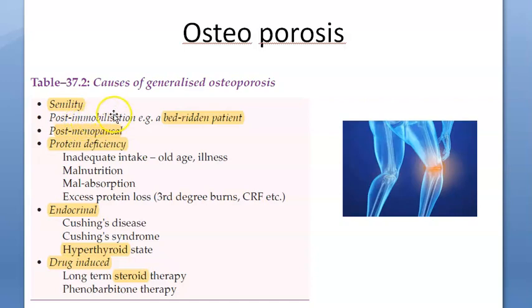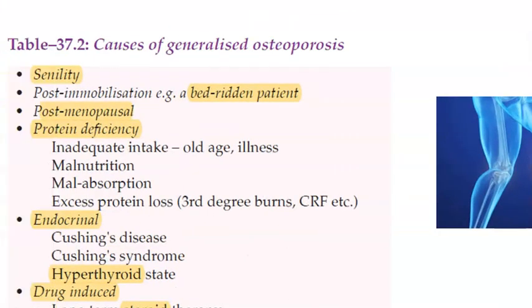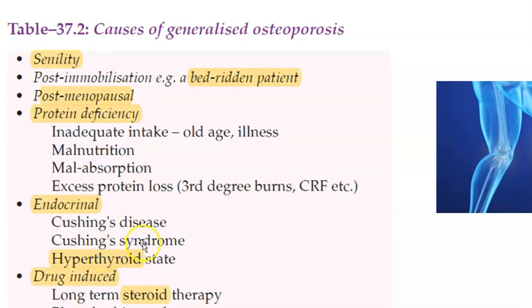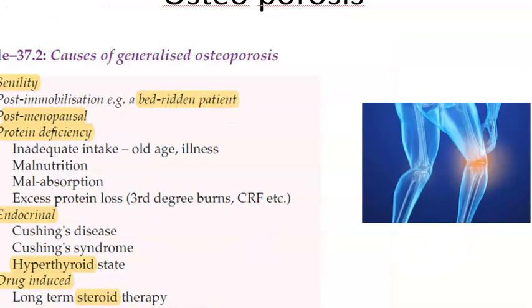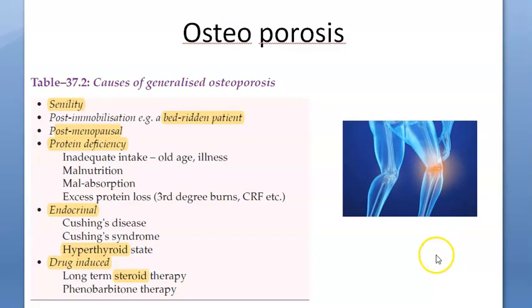So it can happen because of senility, postmenopausal state. It can also happen in immobilization, that is a bedridden patient. The bone, he's not using, so there will be bone resorption. Protein deficiency, if you have protein deficiency, you will have very weak bones. Endocrinal causes like increased adrenal secretions, like Cushing syndrome, that means there's a lot of intake of steroids, etc. Then hyperthyroidism. And if the person is taking long-term steroid therapy, or phenobarbital, that is an anti-epileptic drug, that also can cause osteoporosis.